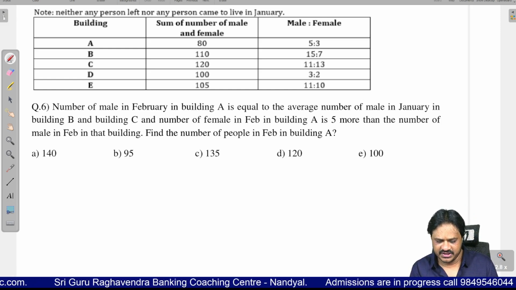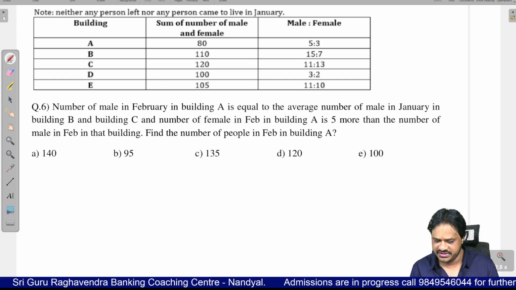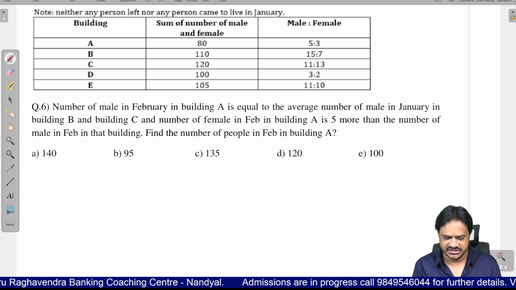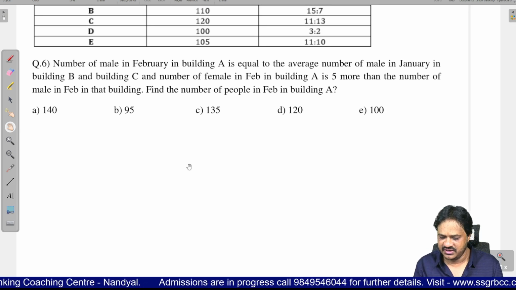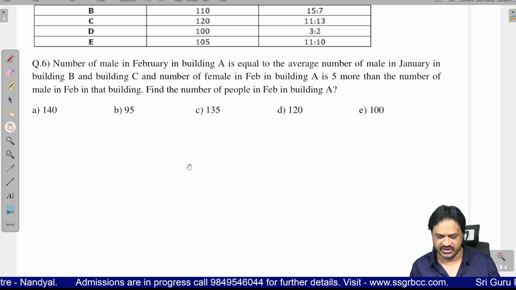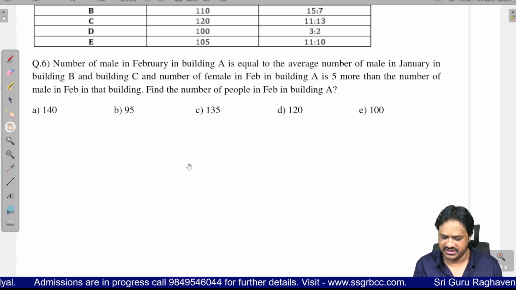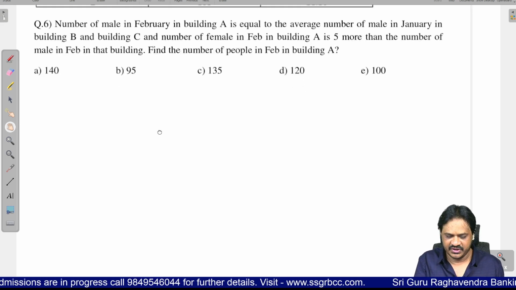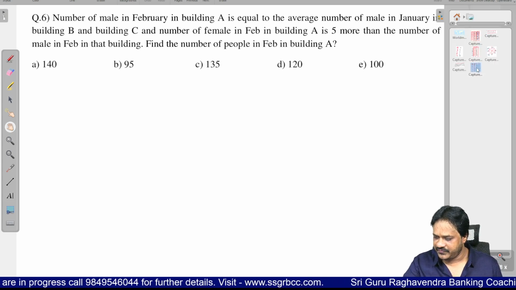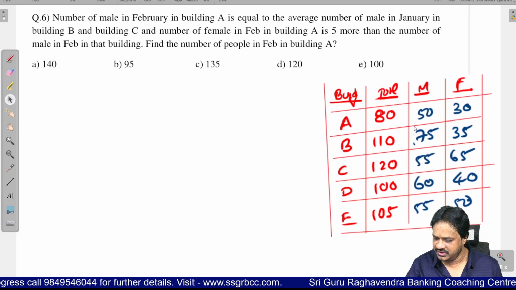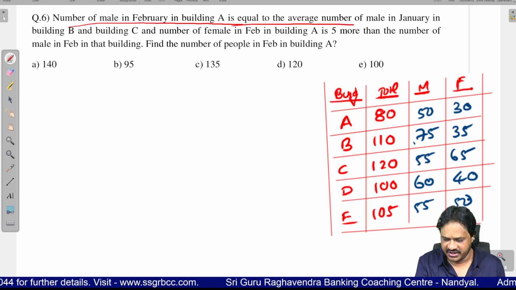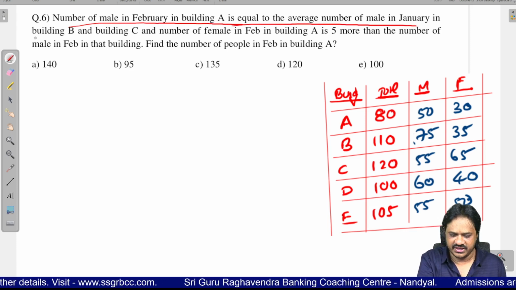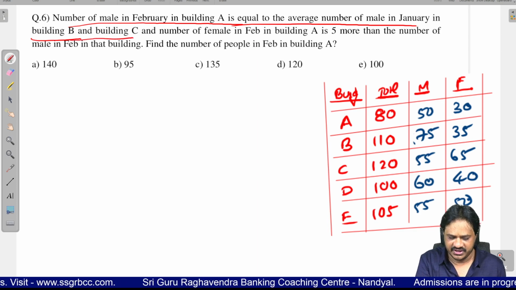The number of males in February in building A is equal to the average number of males in January in building B and building C, and the number of females in February in building A is 5 more than the number of males in February in that building. Find the number of males in February in building A.